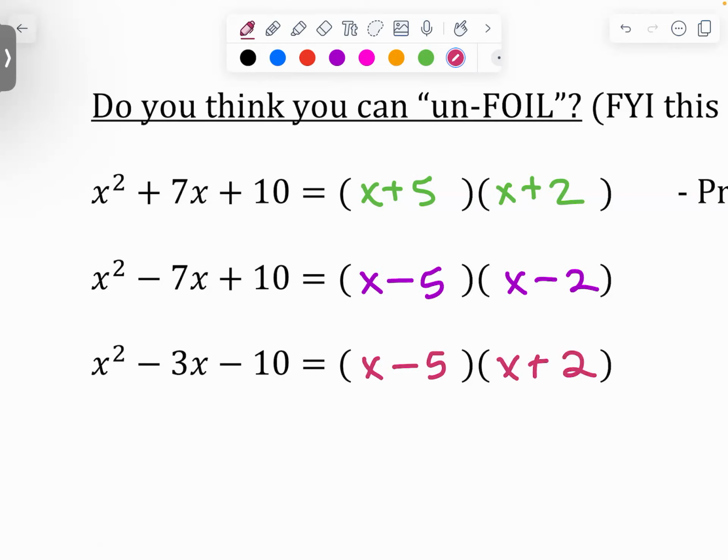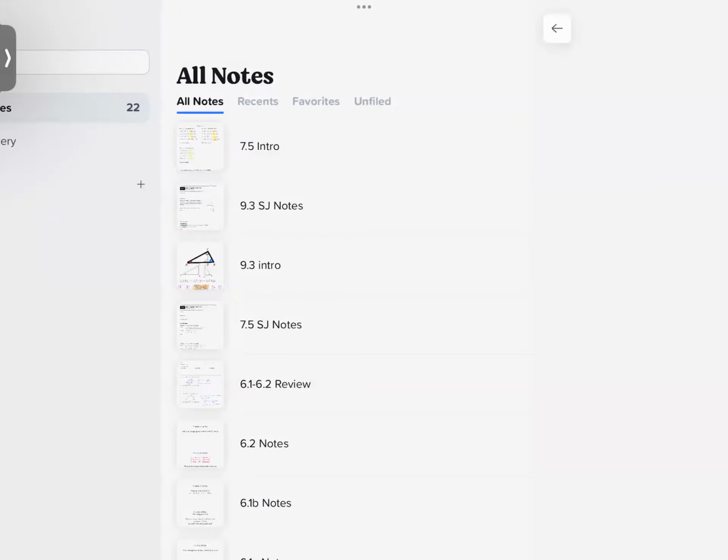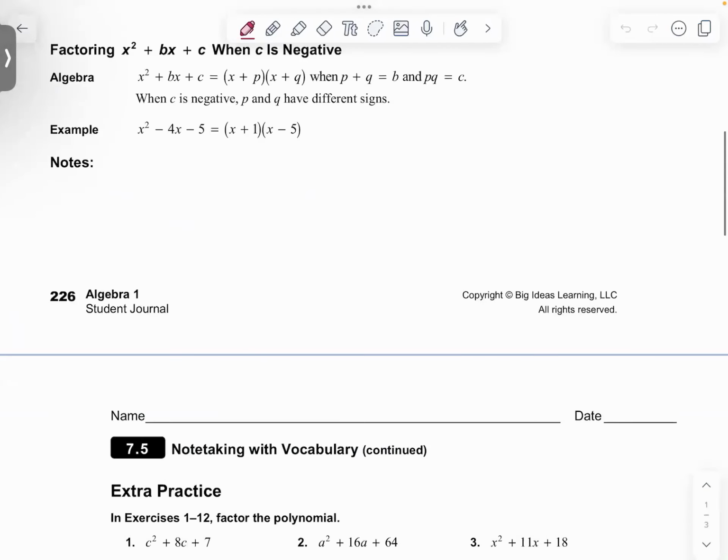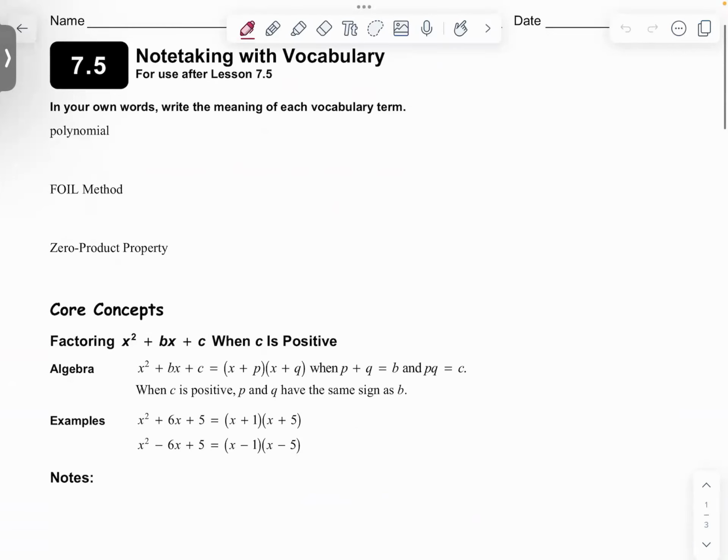I'm so proud of you as a class. You guys, this is what we're going to work on for the next couple of days. Could you please get out your student journal? And turn to page 226.